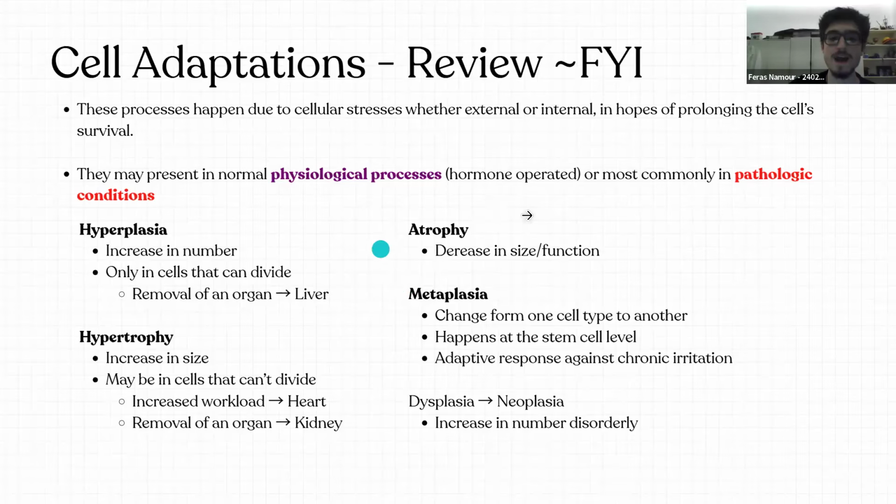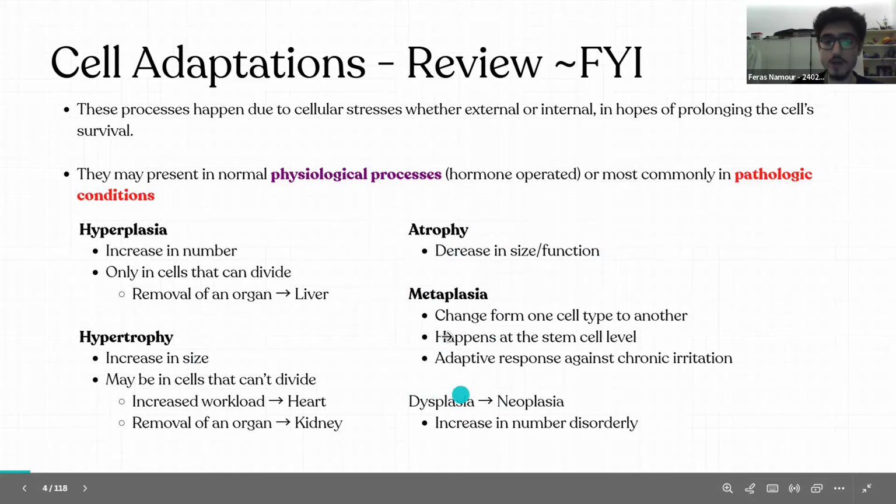Now we have atrophy, which means decrease in size and function. It's kind of the opposite to hypertrophy. And metaplasia, which means changing from one cell type to another, right? This happens at the stem cell level, and usually metaplasia is due to chronic irritation. All of these 4 kinds, we have histology slides, and this is what can come in your OSPE. So I just refreshed your information, familiarize yourself with all of them. We're going to look at how each looks under a microscope.